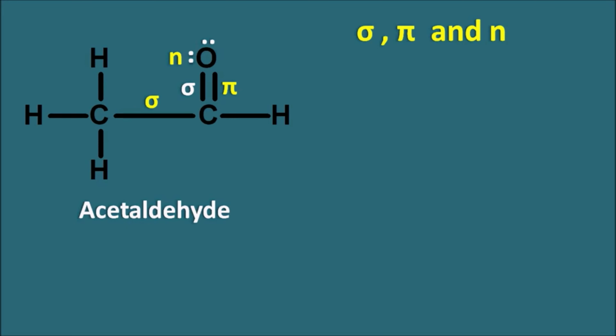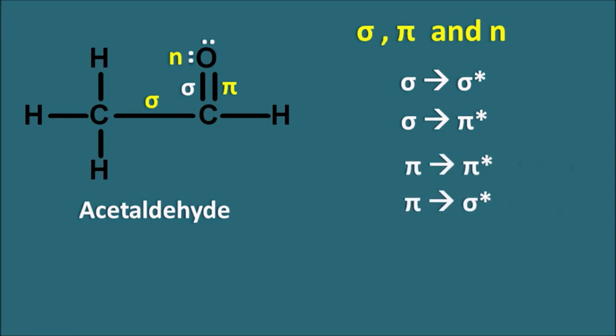So which type of transitions are possible in acetaldehyde? Since it has three types of electrons and we can have two types of anti-bonding molecular orbitals, the sigma anti-bonding as well as the pi anti-bonding, we can have a total of 6 types of transitions: sigma to sigma, sigma to pi, similarly pi to pi and pi to sigma, and finally n to pi and n to sigma. So theoretically 6 types of transitions are possible for a molecule having all types of electrons: sigma, pi and n electrons.